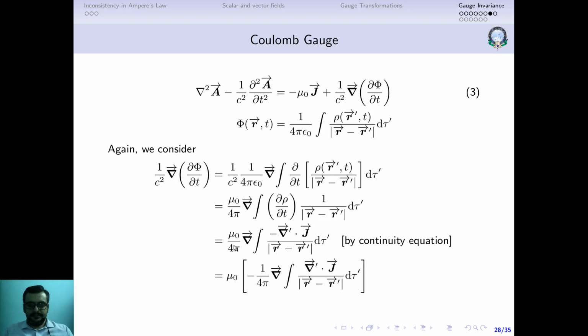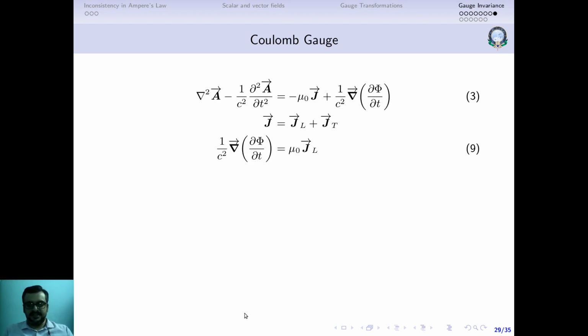So now we take the mu naught outside and then just rearrange this, and we get this quantity, and we can easily identify this because the quantity inside the bracket is nothing but the longitudinal current density JL. So this quantity is nothing but mu naught times JL. This was equation number 3. So J is equal to JL plus JT, and this term is nothing but mu naught JL.